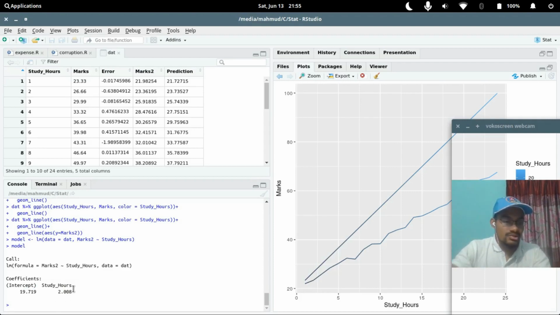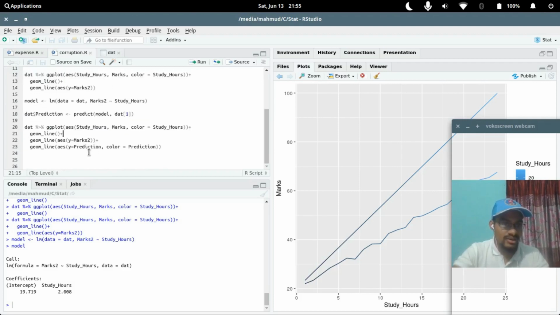Another important outcome is the coefficient of study. It is called the coefficient of regression. It is 2.008. This means that if a student studies 1 more hour, his marks will increase by 2.008. For example, say a student studying 3 hours got 40 marks. By increasing his study time by 1 hour, if he studies now 4 hours, his marks will be 40 plus 2.008, that means 42.008. So this is how statistics predicts, and using this graph, we can make the prediction.